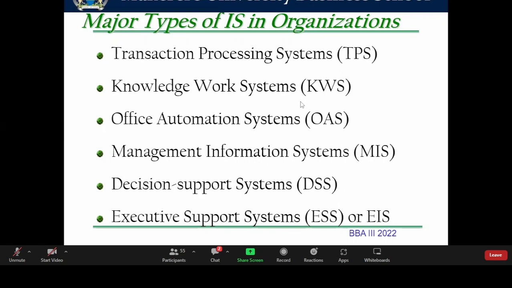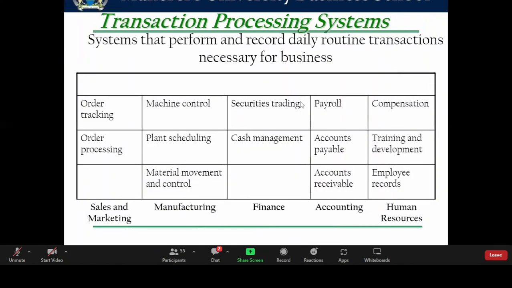of the organization. Okay. Hope we are still together. Are we on track? Yes, sir.